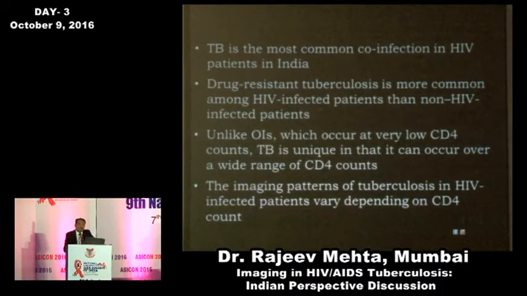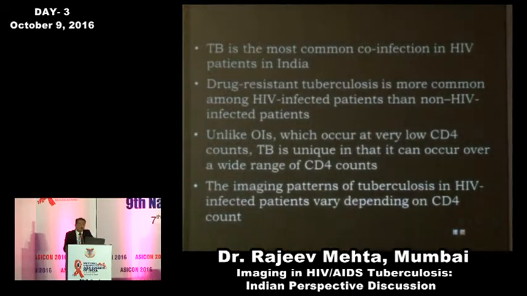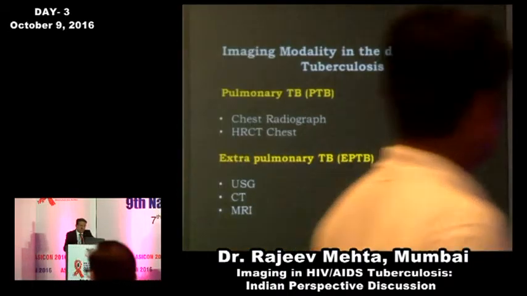TB is the most common co-infection in HIV patients in India. Drug-resistant tuberculosis is much more common among HIV-infected patients than non-HIV-infected patients. Unlike other opportunistic infections, which occur at very low CD4 cell counts, TB is unique in that it can occur over a wide range of CD4 counts. And as I mentioned, the imaging pattern of tuberculosis varies depending upon the CD4 count.